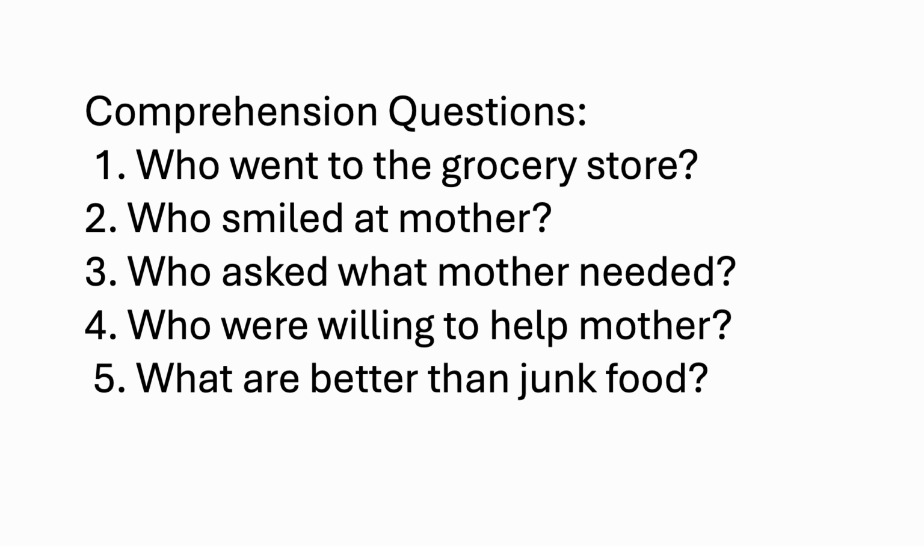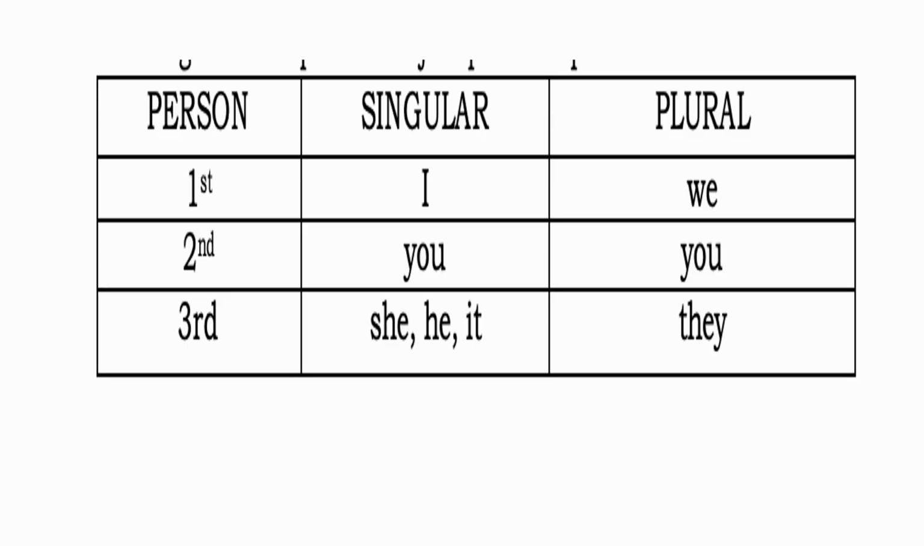So here are the comprehension questions. Who went to the grocery store? Who smiled at mother? Who asked what mother needed? Who were willing to help mother? What are better than junk food? Okay. So here are the pronouns. We have first person, singular and plural. First person first, second for second, and the third. What is the singular? Of course, I, you, she, he, it, we, you, and they.